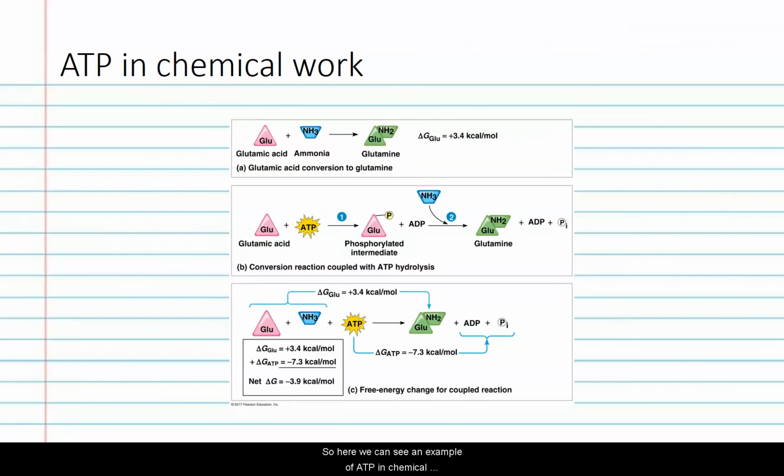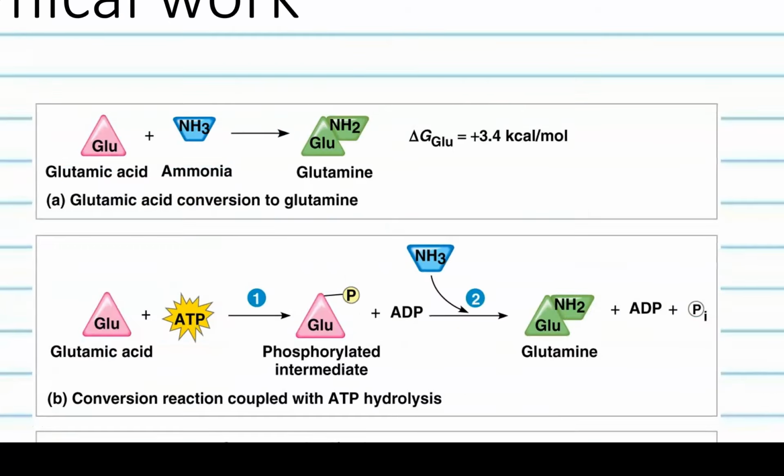So here we can see an example of ATP in chemical work. So the process of making the amino acid glutamine, which you can see up here at the top of your screen, the process of making glutamine is energetically unfavorable. You're taking glutamic acid, you're adding ammonia to the molecule, you're connecting them together, and you're making glutamine. It has a positive delta G of 3.4 kilocalories per mole.